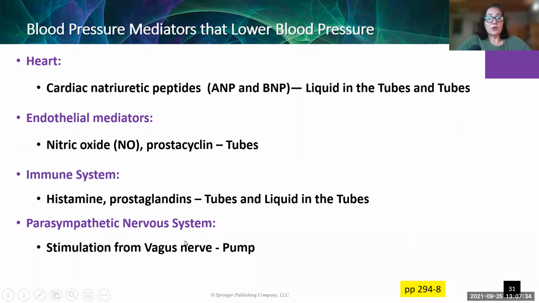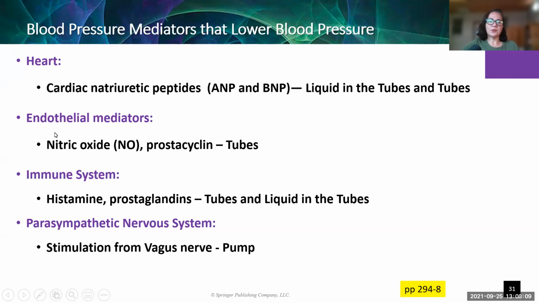All right, so here are all the different factors that can affect our blood pressure. So things that are going to affect the pump, the heart. The heart itself can produce the cardiac natriuretic peptides, ANP and BNP. So that's going to have an impact on the liquid in the tubes. These things are going to cause a change in fluid volume. They have an impact on the kidneys and an impact on what the blood vessels are doing.